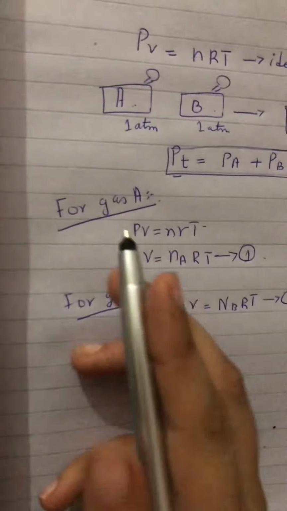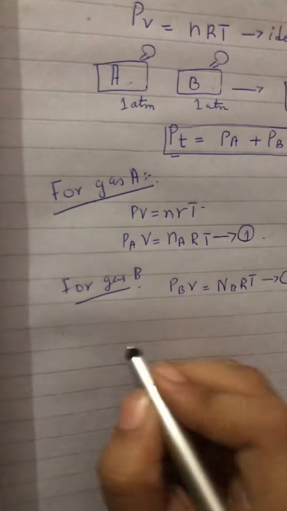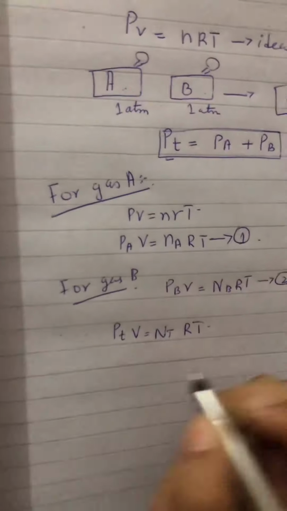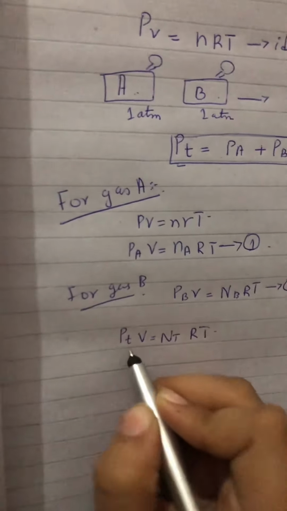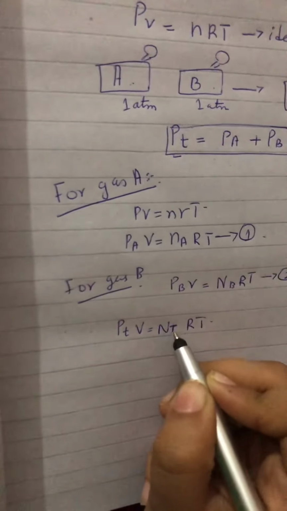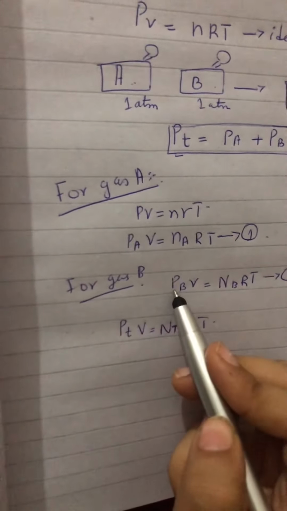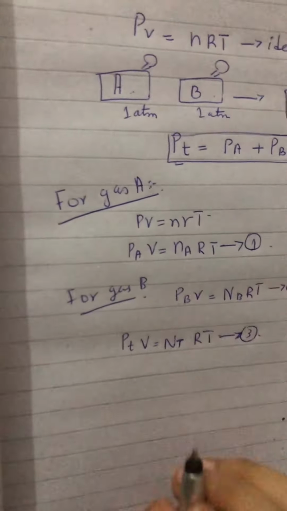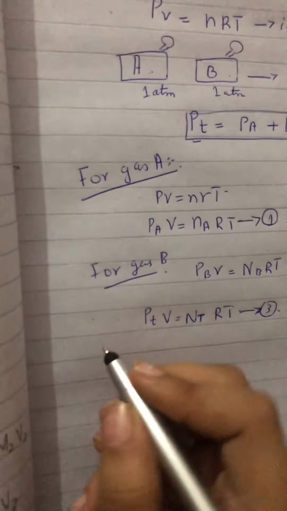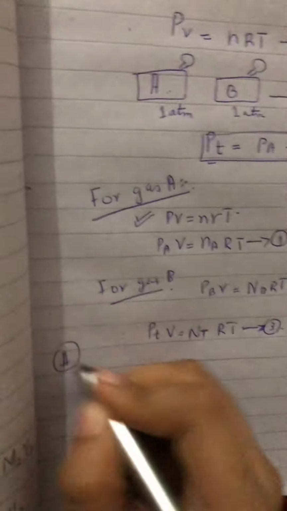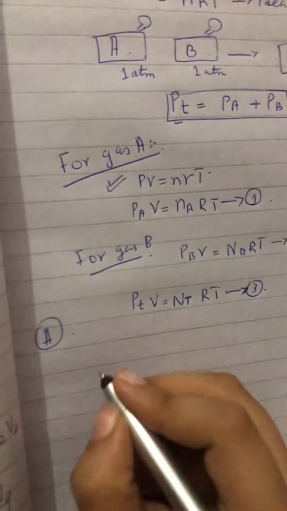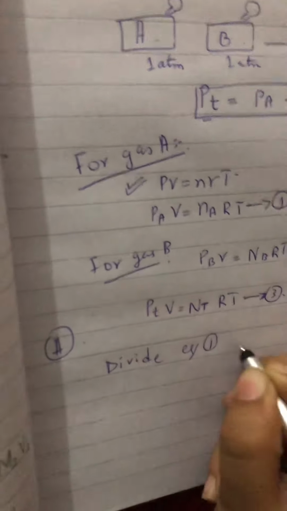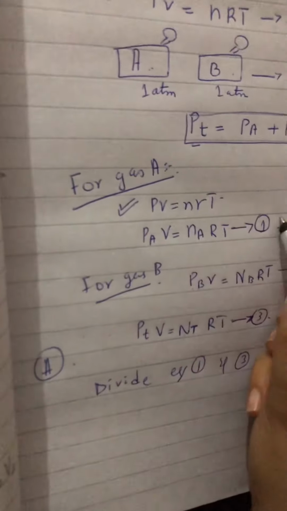Now if we talk about the total pressure, we can write PTV equals nTRT. Here we write T because of the total. Here we have gases A and B, and we are finding the total. Suppose this is the third equation, for the total. Now if we are finding about gas A, we divide equation number 1 by equation number 3.